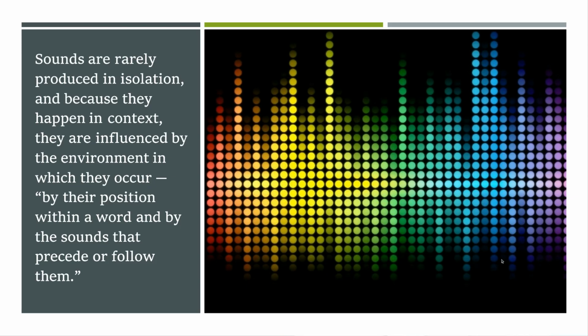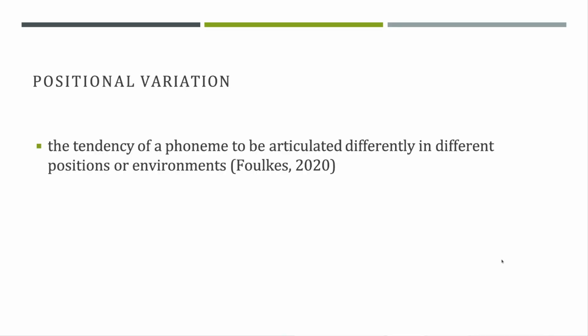We all know that sounds are rarely produced in isolation. Whenever we speak, we join a lot of sounds, and so each one of these sounds will happen in context. Because of this, sounds are influenced by the environment in which they occur. That is, they will vary their pronunciation according to the position within a word and the sounds that come before or after. This concept is called positional variation, or more specifically, as explained by Folks in 2020, the tendency of a phoneme to be articulated differently in different positions or environments.